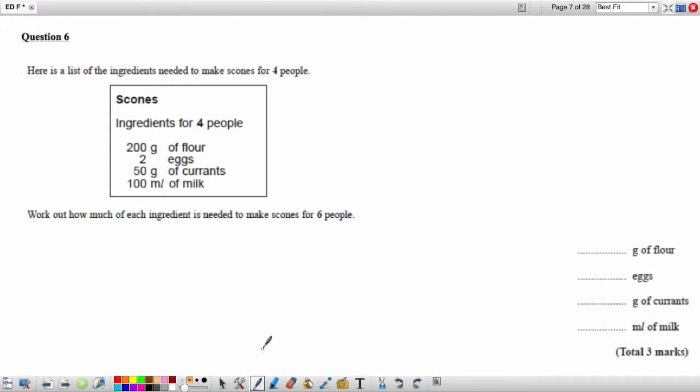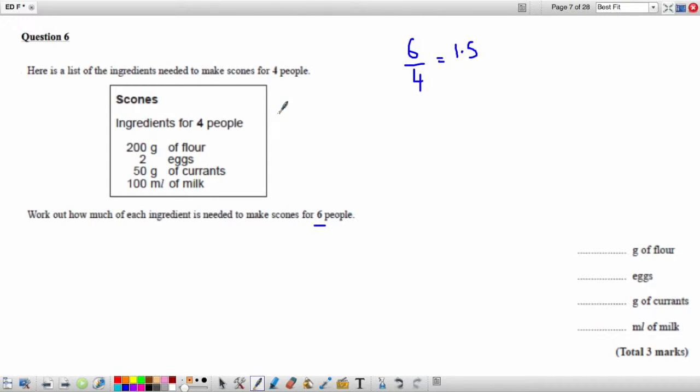Question 6. Here is a list of ingredients needed to make scones for 4 people. Work out how much of each ingredient is needed to make for 6 people. Well, there are a number of ways that you can do this. We can look at the scale factor between 6 and 4. We can see the relationship. 6 divided by 4 is equal to 1.5. So we can multiply all of these ingredients by 1.5.